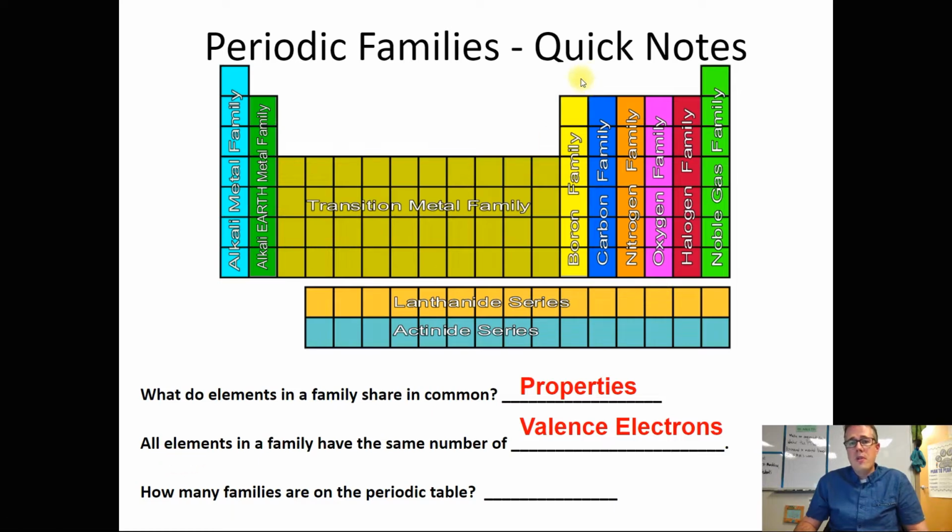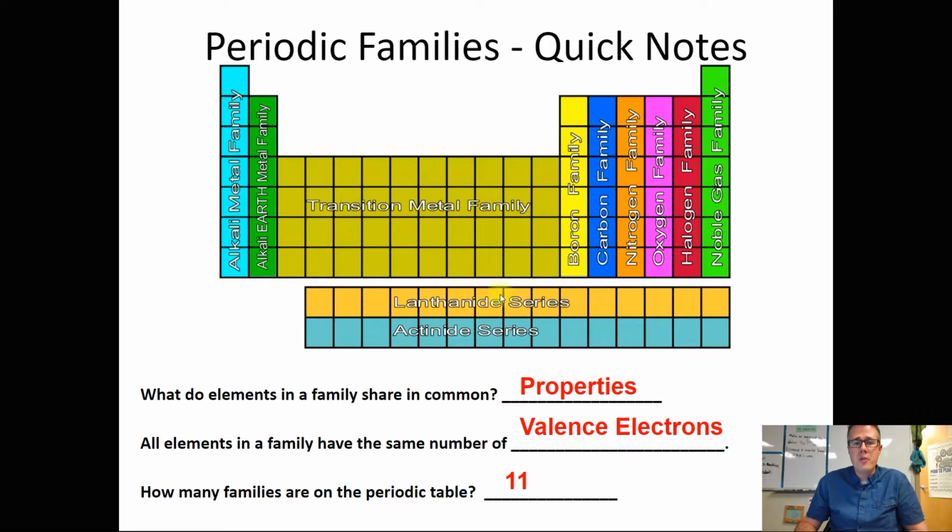So if you remember, let's take carbon for example. Carbon is in the carbon family, and it has 4 valence electrons. Well, everything else in the carbon family also has 4 valence electrons, and that's why they behave like each other. The last one, how many families are on the periodic table? The answer to that is 11. So there are 11 different families we're going to talk about.